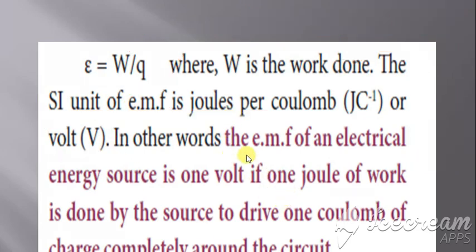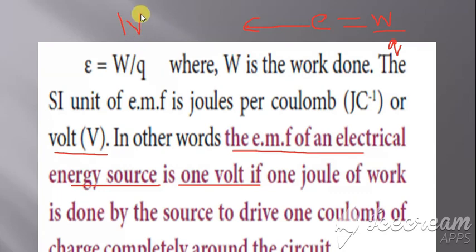So what is the definition of EMF? It says that the EMF of an electric energy source is 1 volt. E is equal to W divided by Q. So when will this value be 1 volt? When the work done is 1 joule and the charge is 1 coulomb. Then the EMF is 1 volt.